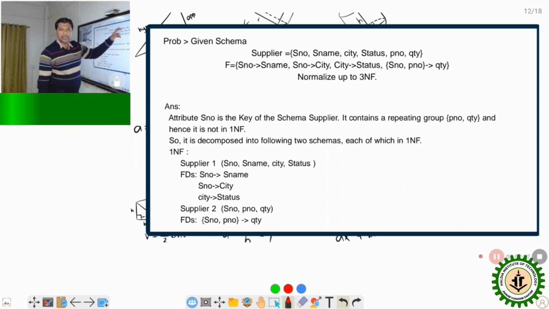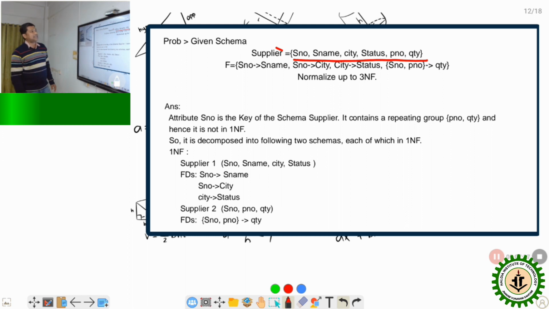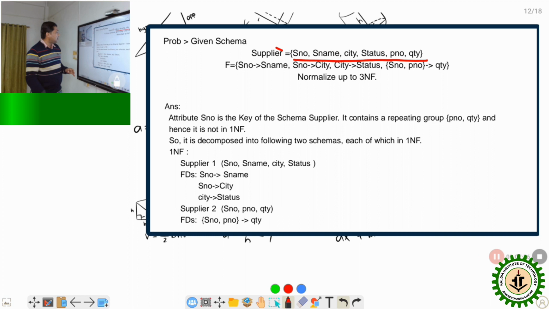We have different attributes: S number, S name, CT, status, project number, and quantity. These are the attributes. So there are 6 attributes under the supplier table, and we have the following FDs: S number to S name, S number to CT, CT to status, and S number, P number, the repeating group, imply quantity. So we have to normalize this table to 3NF. So at first we have to find out what is the primary key. Our primary key is S number.